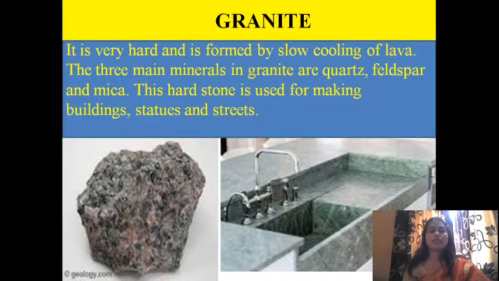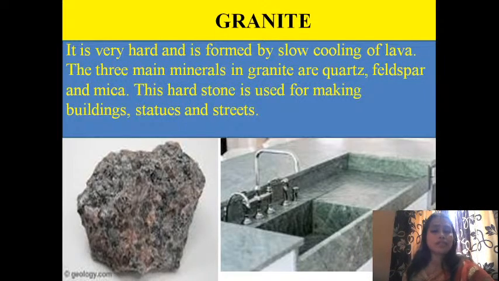First is granite. Granite is very hard and is formed by slow cooling of lava. As I have shown you how rocks form from magma, and when magma comes out it's in the form of lava, I'm going to explain how granite is formed. First of all, it's a very hard material, and is formed by slow cooling of lava.